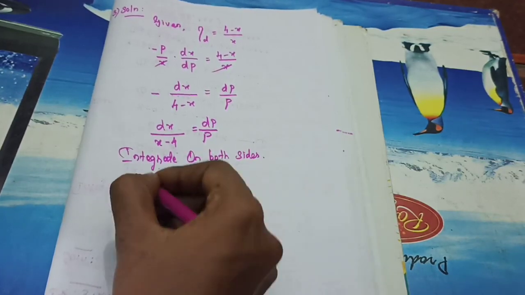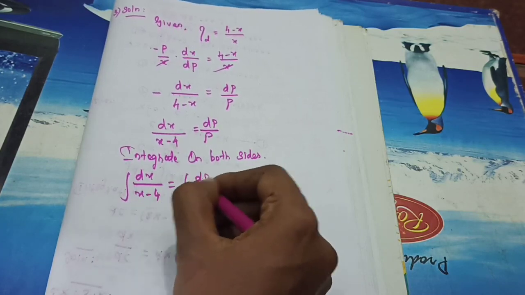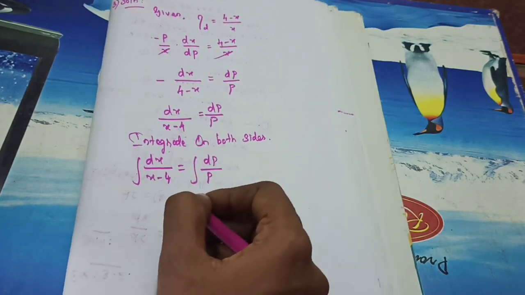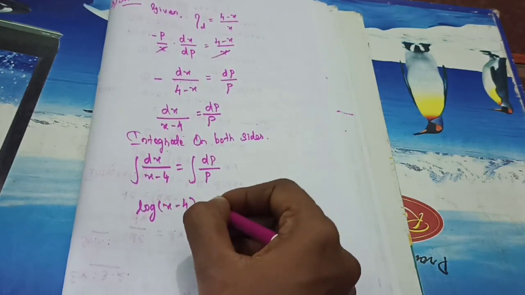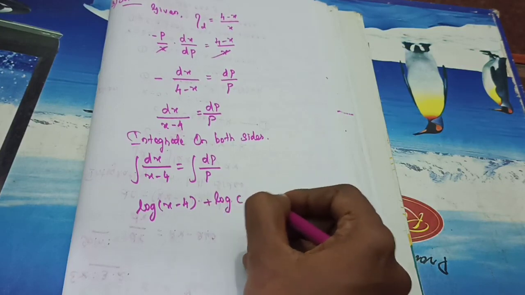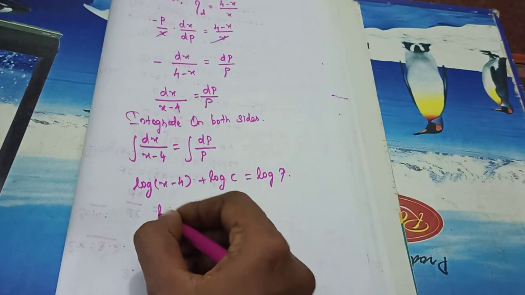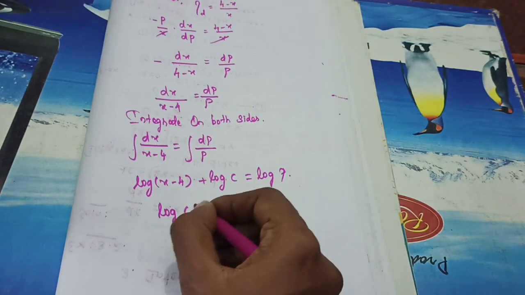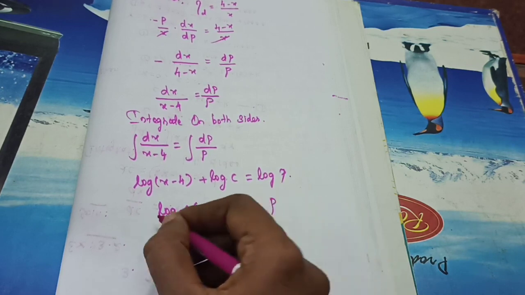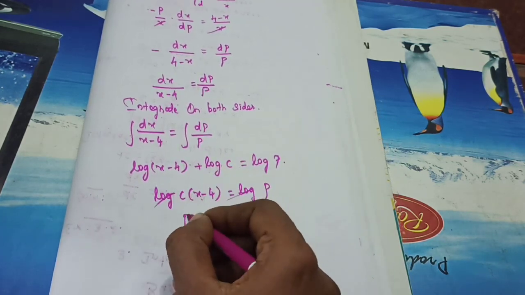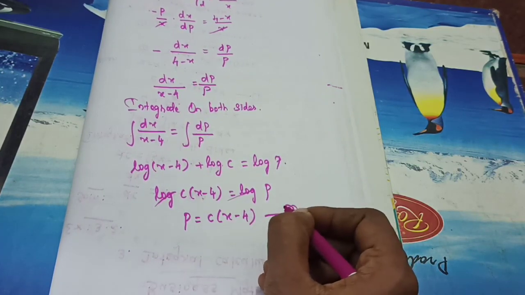Integrate on both sides. So the integral of dx by (x minus 4) is equal to the integral of dp by p. What's the integration of this one? Log of (x minus 4) plus log c is equal to log p. Correct? So log a plus log b, how will you write? Log of a into b. So log of c into (x minus 4) is equal to log p. Correct? So log and log get cancelled. So what's the balance? P is equal to c into (x minus 4). So it is equation number 1.